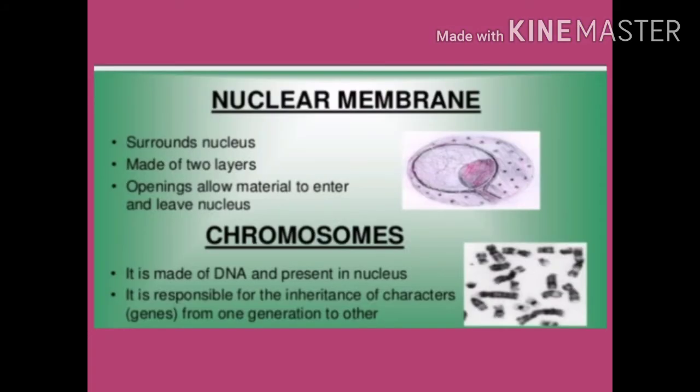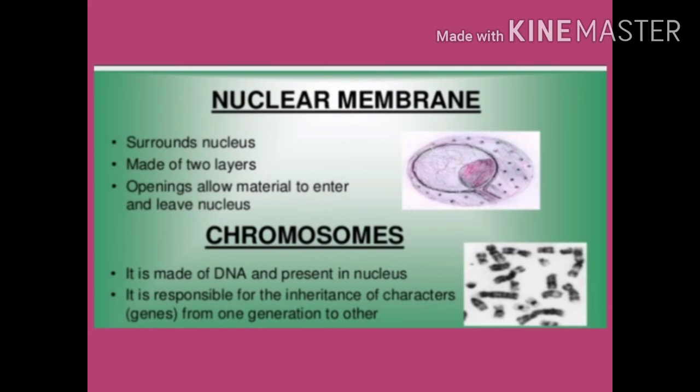Nuclear membrane. The nucleus is separated from the cytoplasm by a membrane called the nuclear membrane. This membrane is also porous and allows the movement of certain selected materials between the cytoplasm and the nucleus.